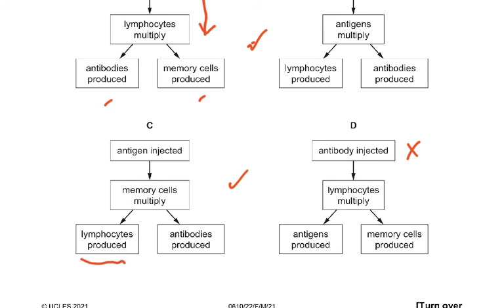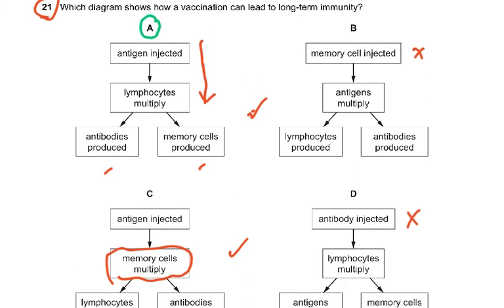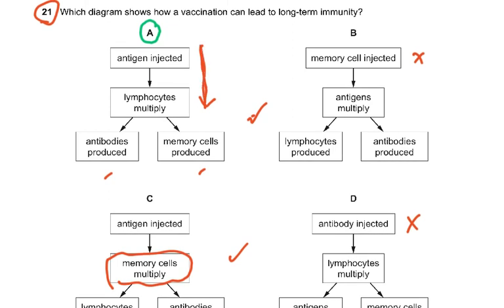Lymphocytes produced, sorry. Lymphocytes are never produced, they're already there. And this one had memory cells multiplying. This was not in the right sequence. You got the sequence wrong. It says antigen injected, lymphocytes multiply, but they're already there. So lymphocyte selection takes place and then cloning, and then antibodies are produced and memory cells are produced. So you had to know the sequence in which it happens.